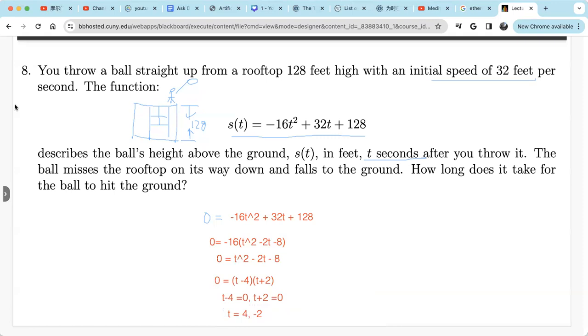But we do not measure time negatively. So we just ignore negative 2 as a solution. So that means t equals 4. So to answer the question, after 4 seconds, the ball will hit the ground.